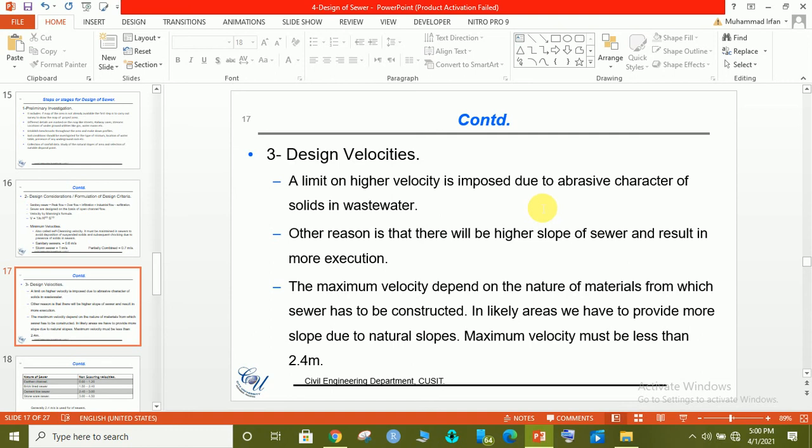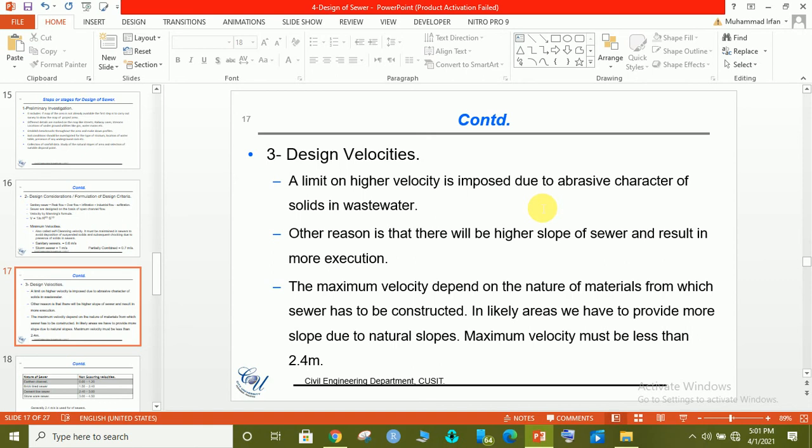The design velocity is a limit on higher velocity imposed due to the abrasive character of solids and wastewater, which is called the higher velocity. Another reason is that there will be a higher slope of sewer and result in more excavation. When there is a higher slope, it means the velocity is very high. So if we use the higher velocity, it means you will give the higher slope to the sewer, and higher slope means more excavation will be needed for that sewer.